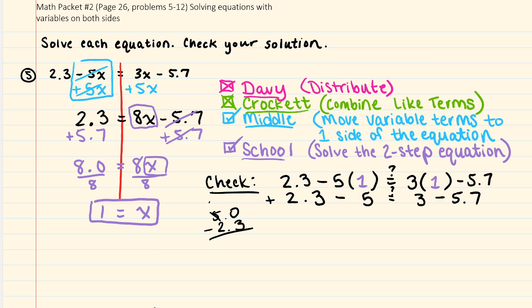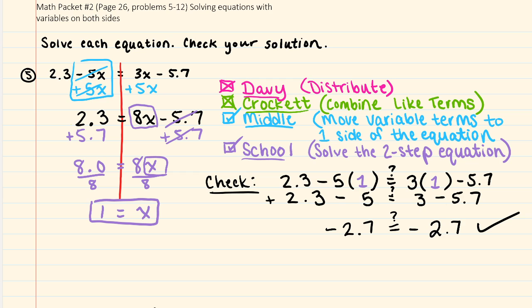So here I would have to borrow 2.7. And since 5 is bigger, I have to keep the negative sign. Different, keep the larger. So does negative 2.7 equal, what do we get over here? Different sign, subtract again. 5.7 minus 3 would be 2.7. And since 5 is bigger than 3, we're going to keep the negative. So yes, it checks out.